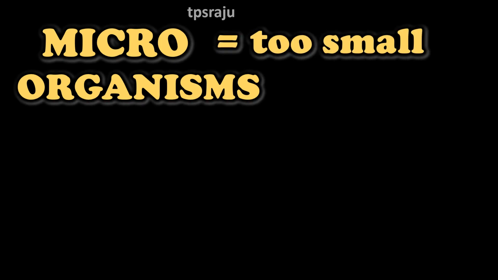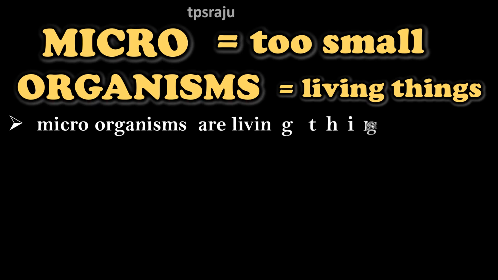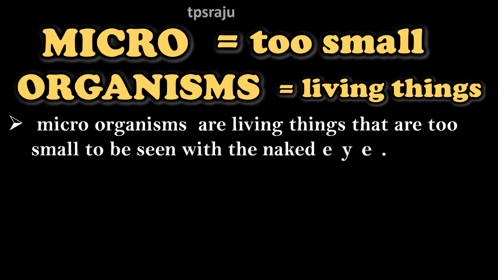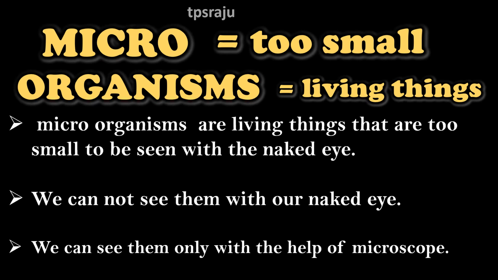So, what is meant by microorganisms? Micro means too small. Organisms means living things. Microorganisms are living things that are too small to be seen with the naked eye. We cannot see them with our naked eye. We can see them only with the help of microscope. That's why we call them as microorganisms. Some of the microorganisms are very useful to our daily life as well as very dangerous.